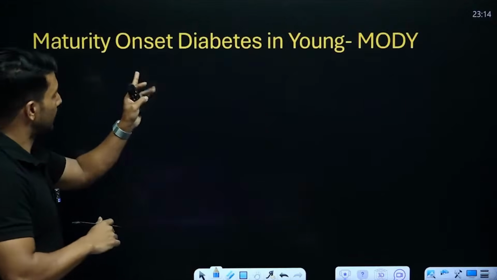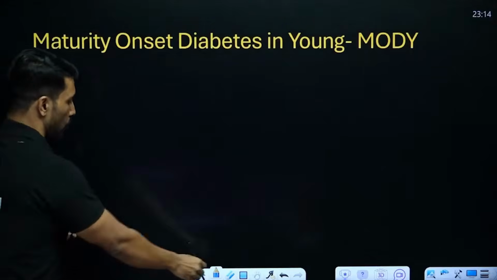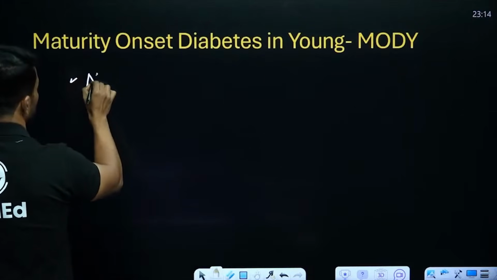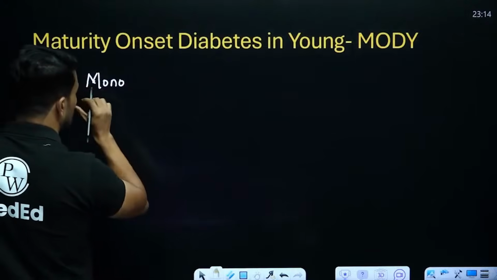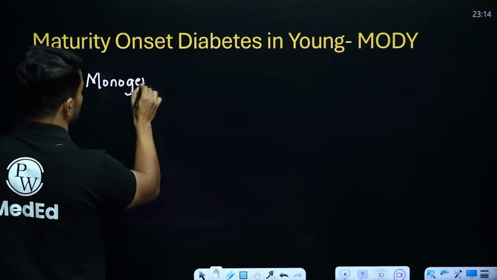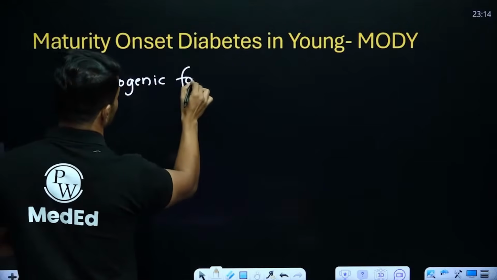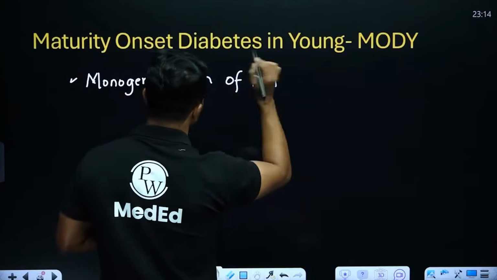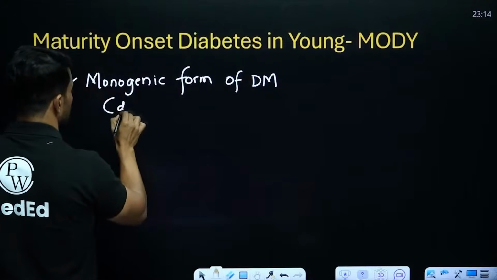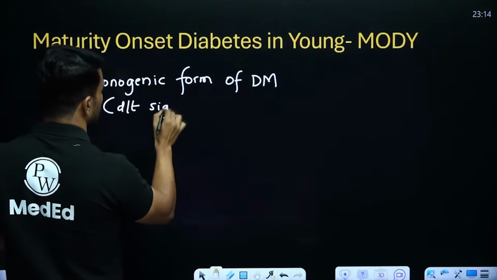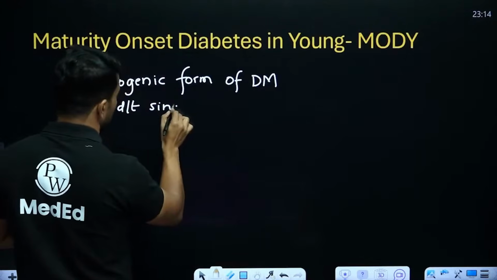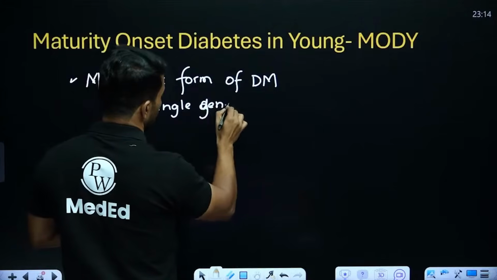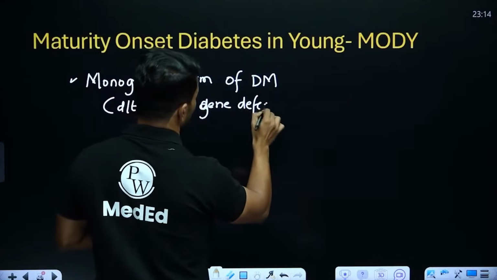Okay. Then this is a monogenic form of diabetes. Type 1 and type 2 are multifactorial: genetics, environmental factors and all come together. This is a monogenic form of diabetes mellitus. What does that mean? It is due to a single gene defect. So one gene defect is enough to cause this form of diabetes.